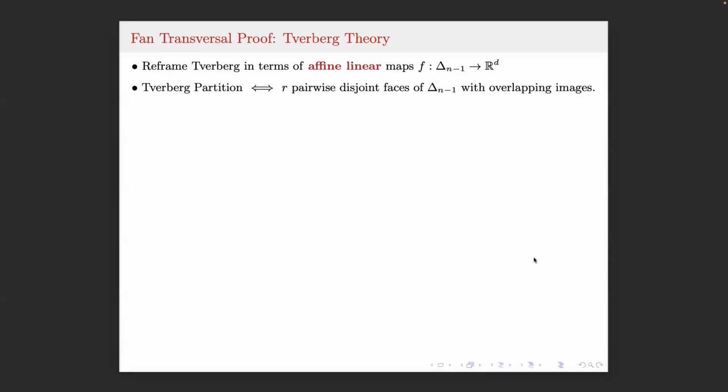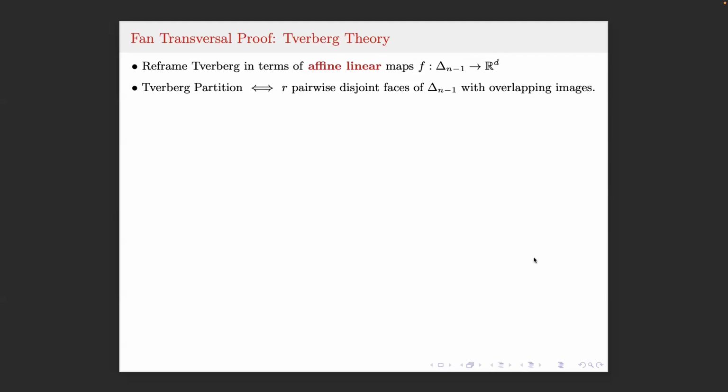And if you take that view, then a Tverberg partition of your collection of points, so you're partitioning into these R parts where the convex hulls all overlap, that's the same thing as saying, if you look at the level of the simplex, that there are R pairwise disjoint faces of the simplex whose images all overlap. So I'll have a picture in a second.